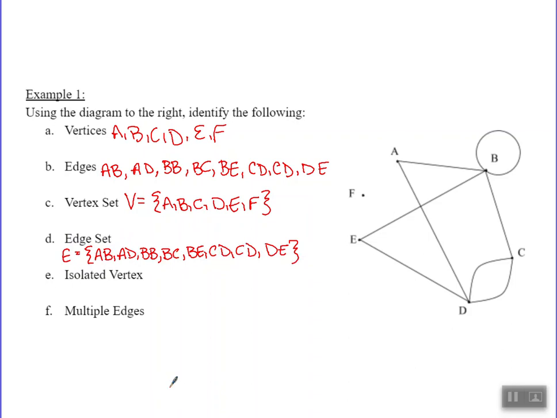Now, we have a couple special situations here. An isolated vertex is one like point F, where it has no edges that go to it. Then multiple edges are this situation that we have here with CD. There are two edges that go between vertex C and vertex D. So we said that there is a multiple edge at CD.